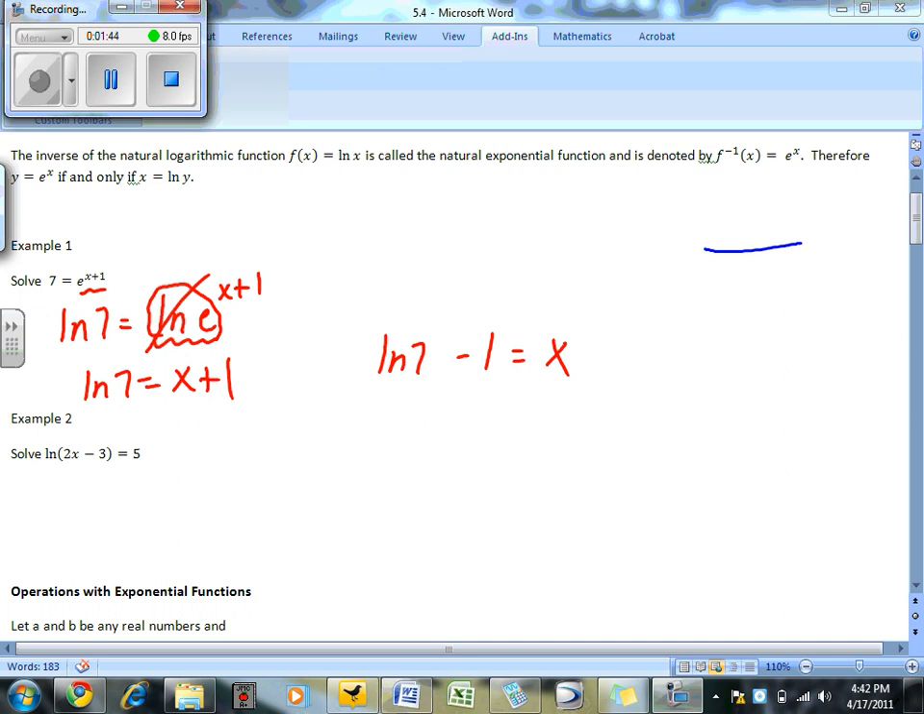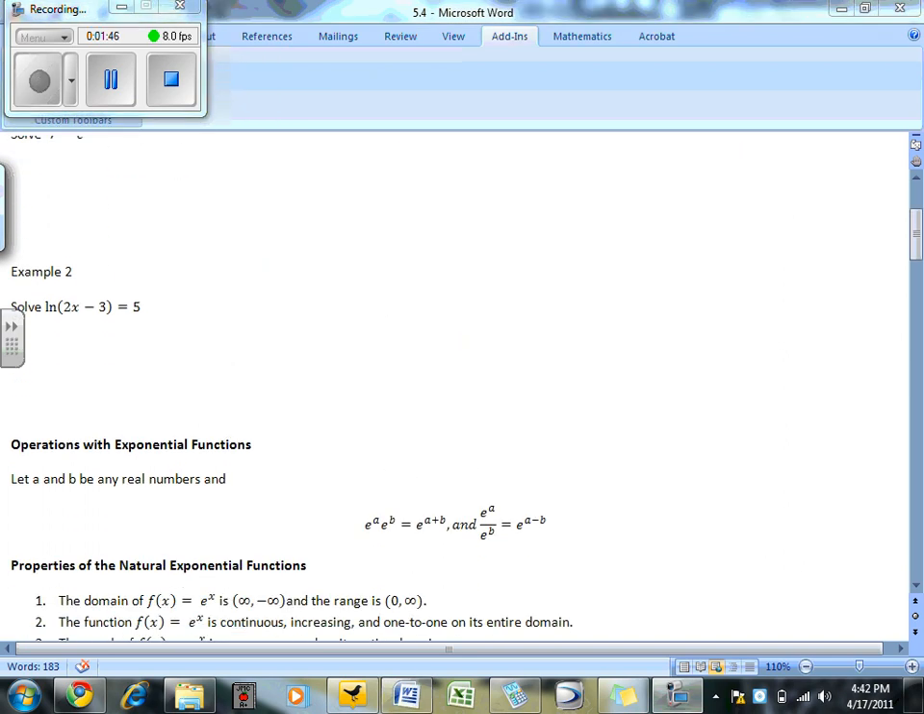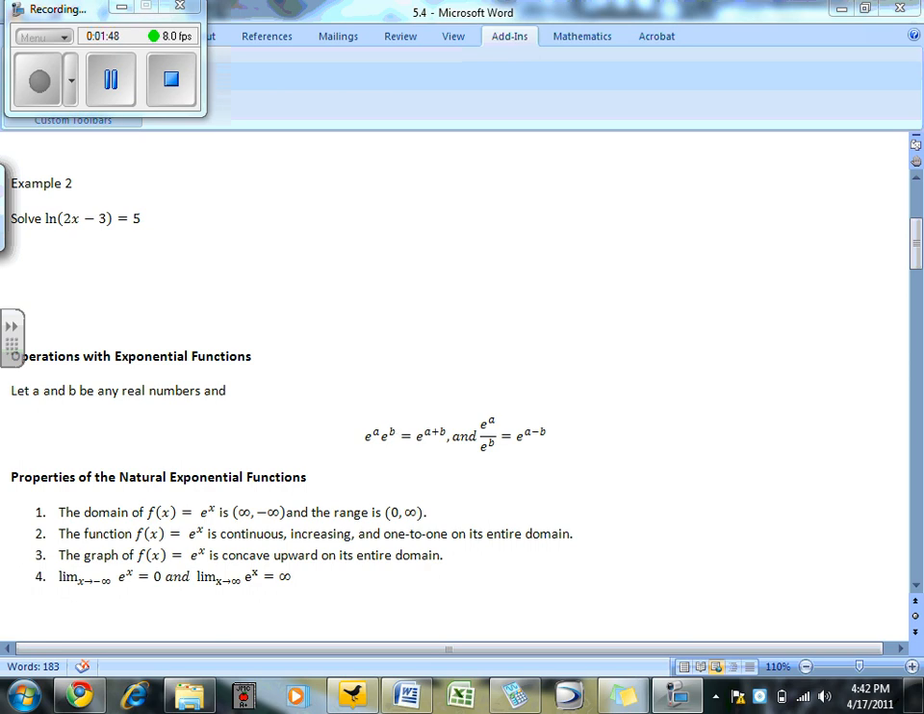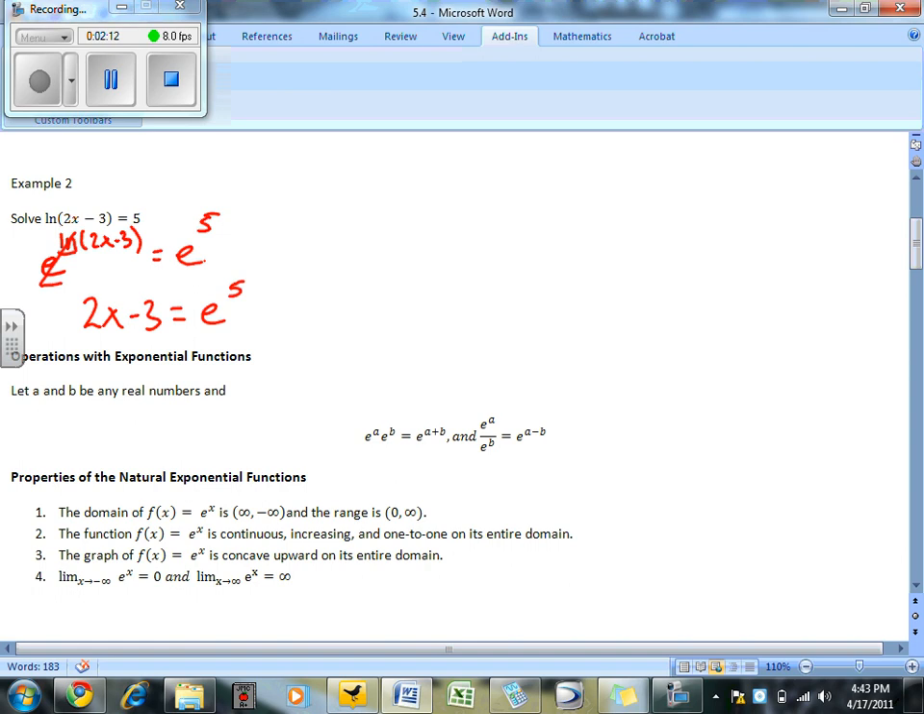And the next problem here, we want to solve for x again. This time we're given a natural log function. We've got to get x by itself, so we do the inverse of the natural log function. So we could raise each of these using the exponential function. We could say e to the natural log of 2x minus 3 equals e to the 5th. The e and the natural log functions are inverses of each other, so they cancel out. So we'll have 2x minus 3 equals e to the 5th.